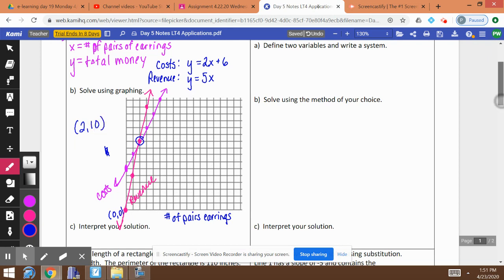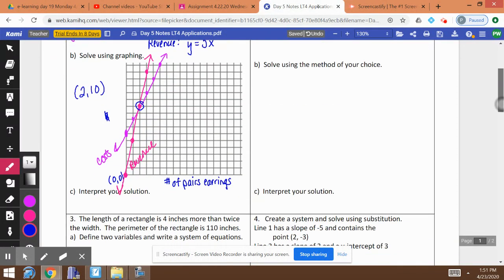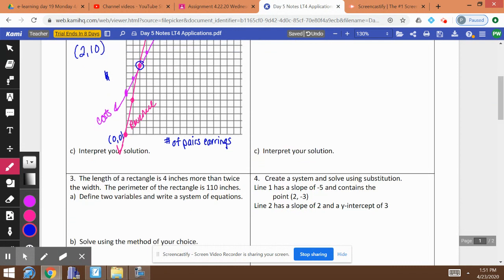Now, in a real life situation, you're not going to say, oh, 2, 10, that's an ordered pair. You want to interpret it. I didn't leave a whole lot of room, so I'm going to write kind of small. But I'm going to say when she sells 2 pairs of earrings, she will break even and start earning money after that.